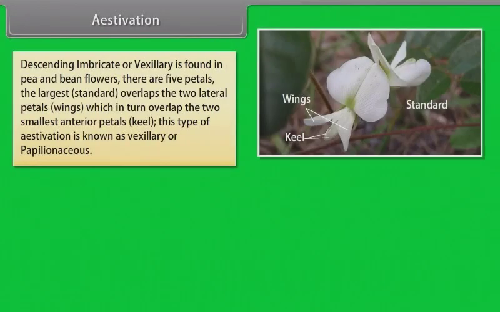Descending imbricate or vexillary is found in pea and bean flowers. There are 5 petals. The largest, the standard, overlaps the 2 lateral petals, the wings, which in turn overlap the 2 smallest anterior petals, the keel. This type of estivation is known as vexillary or papilionaceous.